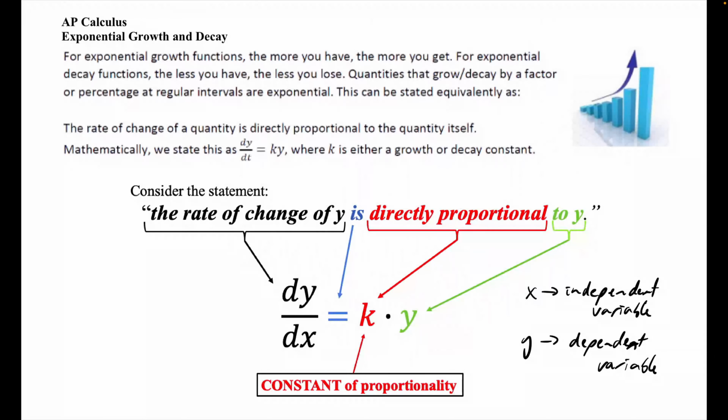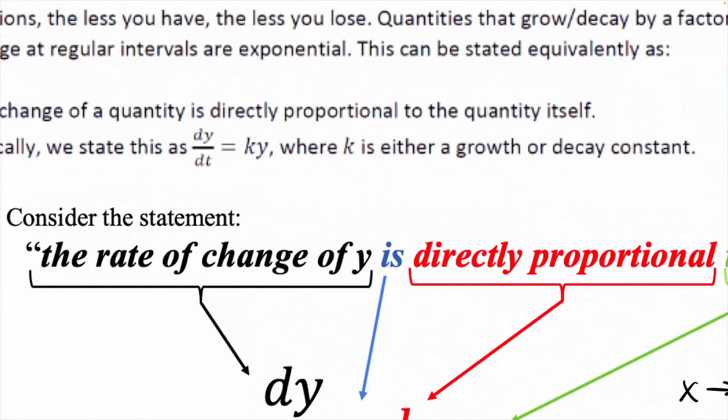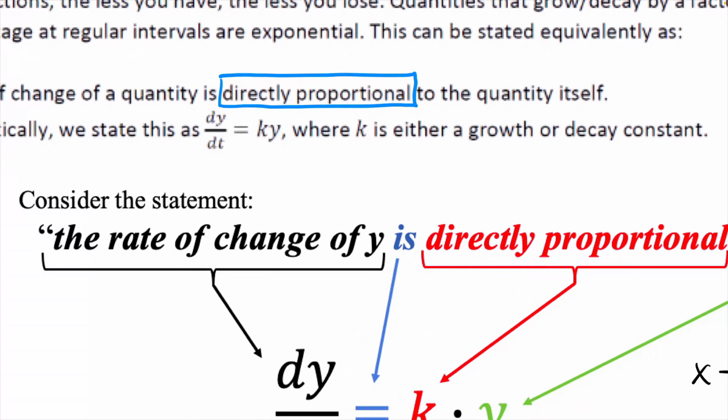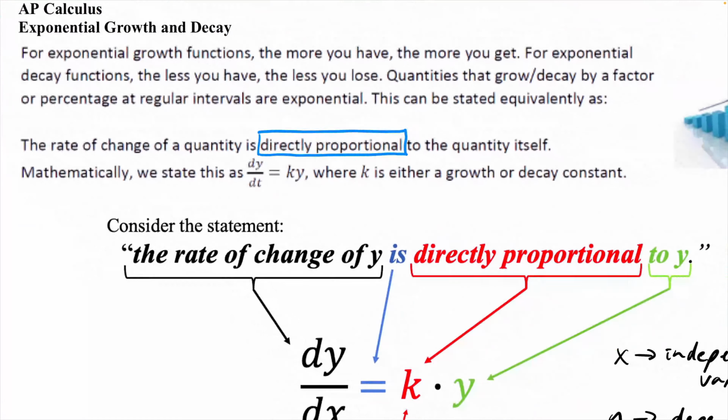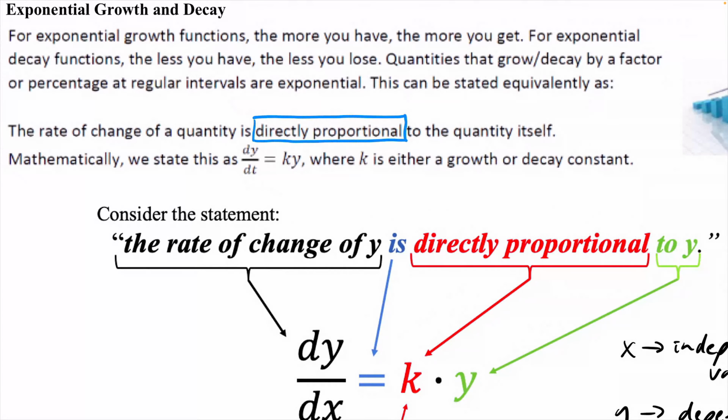Okay, so you're going to know when you see an exponential growth or decay. You're always going to know, because you're going to see this terminology: directly proportional, directly proportional. Anytime you see that, it's exponential growth and decay. That's the big one, okay? So what is directly proportional?